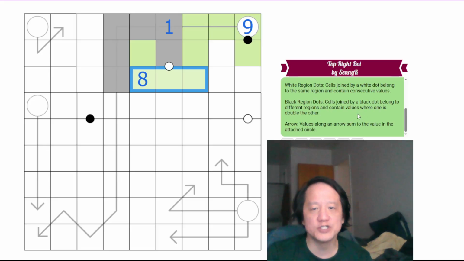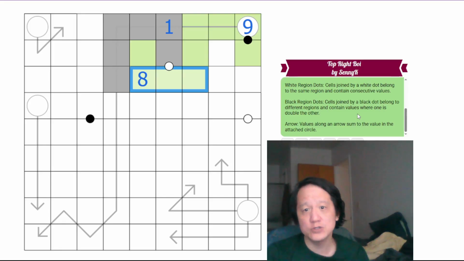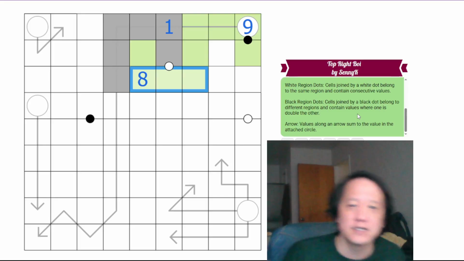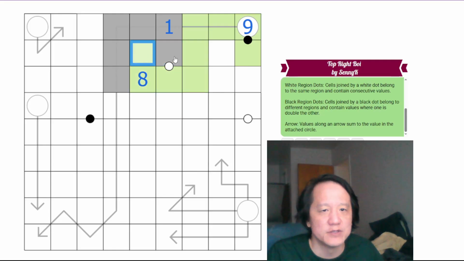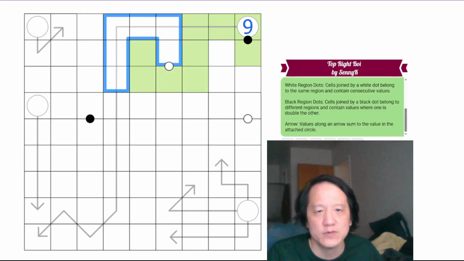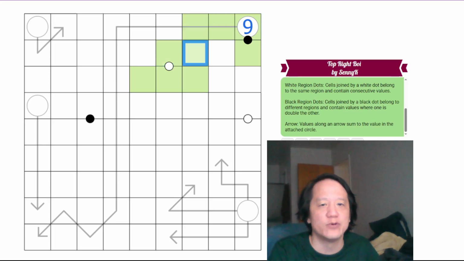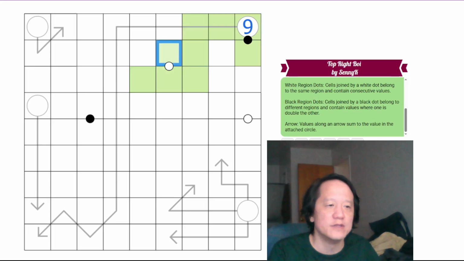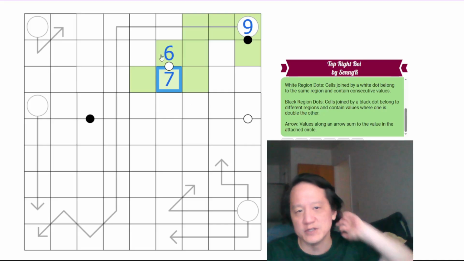We have white region dots, where cells joined by a white dot belong to the same region and contain consecutive values. So this is actually not valid because these have to be in the same region. So let's change this so this is a valid region. So these have to be in the same region because they're connected by a white dot, and they must contain consecutive values. So, for example, since it's not top right boy and it's not bottom left boy, these could just be regular values. So if this were 6, this would have to be 5 or 7 to make sure that these digits are consecutive.